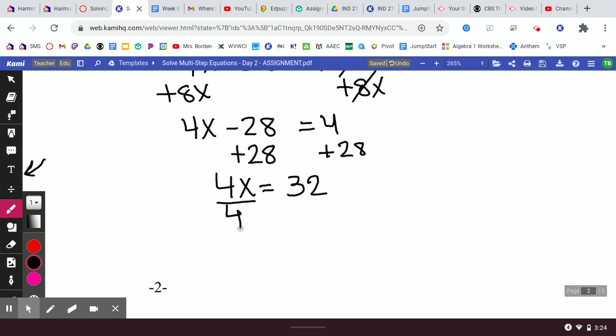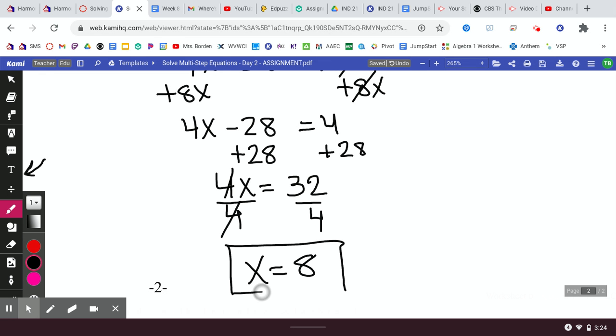And then last, I'm going to divide that 4 off of the variable so that I get it by itself. And then 32 divided by 4 is 8. And so number 16, x equals 8.